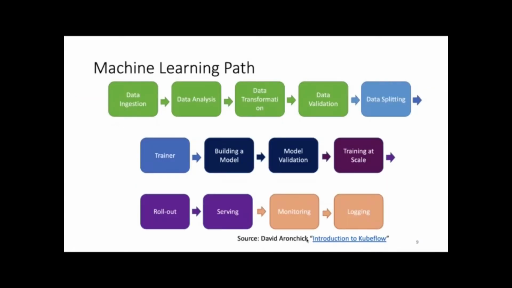From a machine learning perspective, this is the machine learning path where the data gets ingested, analyzed, transformed, validated, you split it, you train the model, you build the model, you validate it, then you augment with the training at scale, you start rolling out the model and serving it, and then you monitor and log it. And we'll be talking about each stage in the coming few slides.